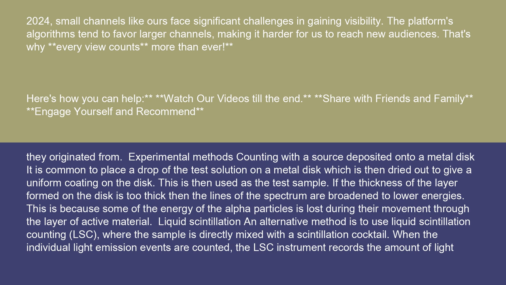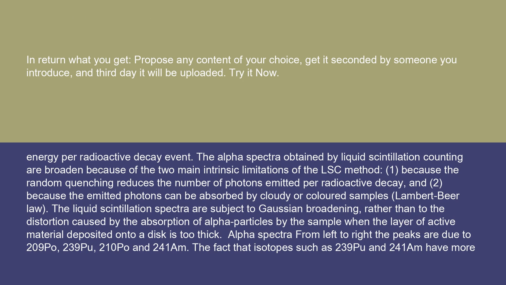Liquid scintillation. An alternative method is to use liquid scintillation counting, LSC, where the sample is directly mixed with a scintillation cocktail. When the individual light emission events are counted, the LSC instrument records the amount of light energy per radioactive decay event. The alpha spectra obtained by liquid scintillation counting are broadened because of the two main intrinsic limitations of the LSC method. One, because the random quenching reduces the number of photons emitted per radioactive decay, and two, because the emitted photons can be absorbed by cloudy or colored samples, Lambert-Beer law. The liquid scintillation spectra are subject to Gaussian broadening, rather than to the distortion caused by the absorption of alpha particles by the sample when the layer of active material deposited onto a disc is too thick.